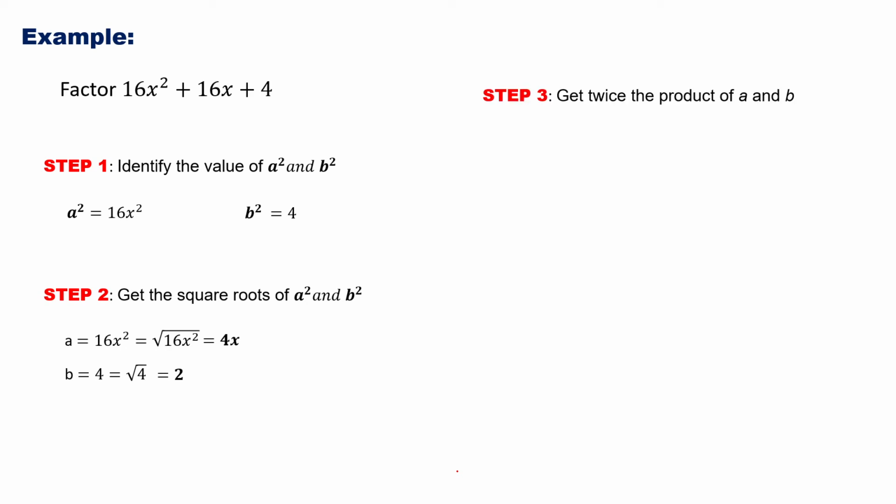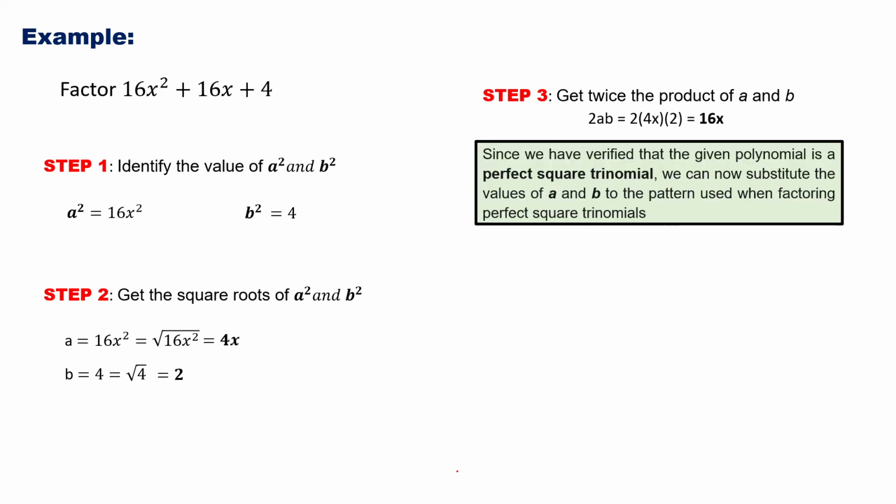Now, tignan natin if kung kunin natin yung twice ng product ng A and B, pag nakuha natin yung result, tignan natin if mag-match siya sa middle term ng ating given na trinomial. And since nag-match, so 2 times 4x is 8x, times 2, 16x, nag-match siya doon sa middle term ng ating given na trinomial. Therefore, that is an example of a perfect square trinomial. Kaya ang gagamitin natin ay yung pattern na ginagamit when factoring perfect square trinomials.